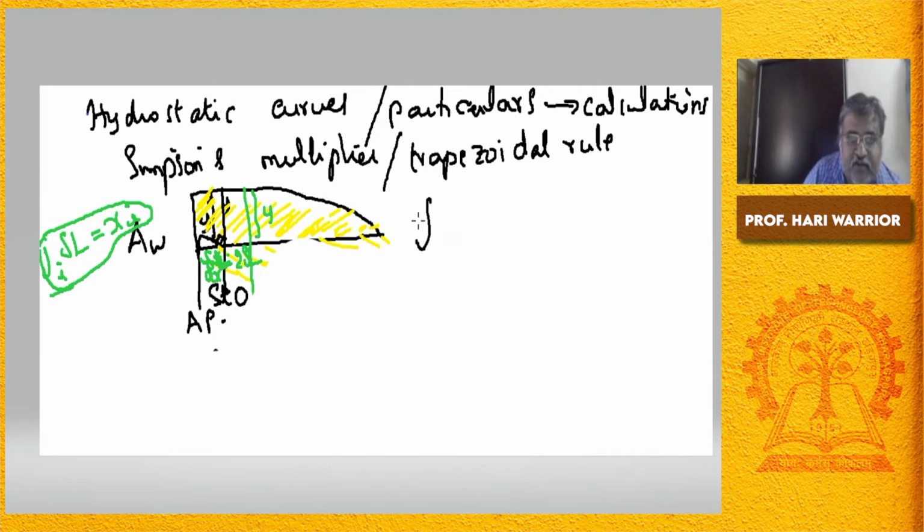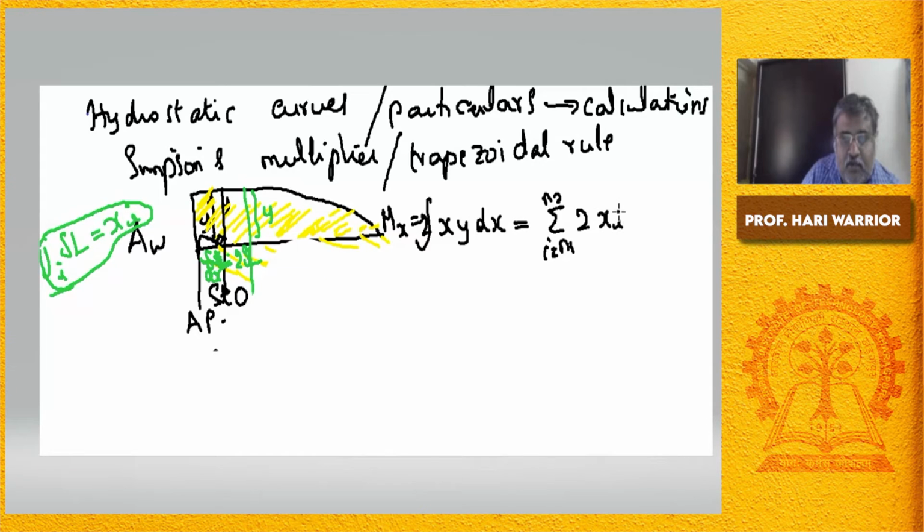The integral of what we are trying to find is mx, that is equal to the integral of xy dx, or twice xy dx, because we have two sides, this side and this side. That is equal to sigma I equals n1 to n2. This is the beginning station, which is A, which is here, and this is the ending station, which is here, that is n2. I goes from n1 to n2 into 2 into xi into yi into delta L.